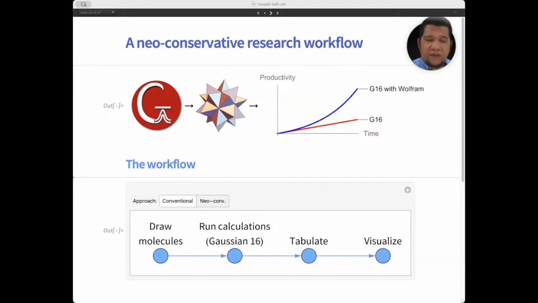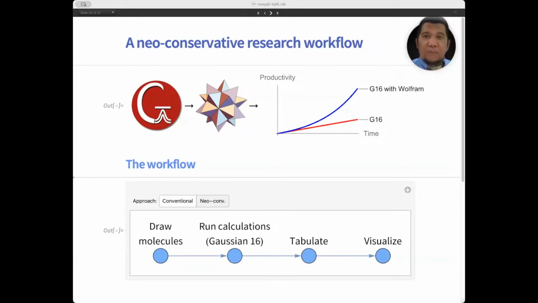I only take advantage of the Wolfram Mathematica capabilities, such as the function of Manipulate, add-on functions, Wolfram Repository, and more. Research practice is presented in a research workflow. My conventional workflow is as follows. I did the preparation, drawing molecules, and post-calculation works, tabulations, and visualizations with various software.